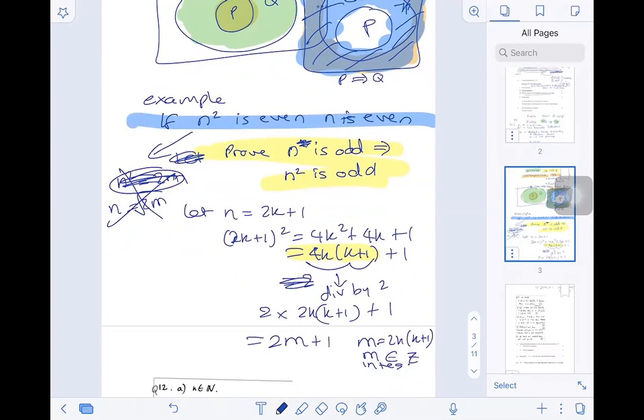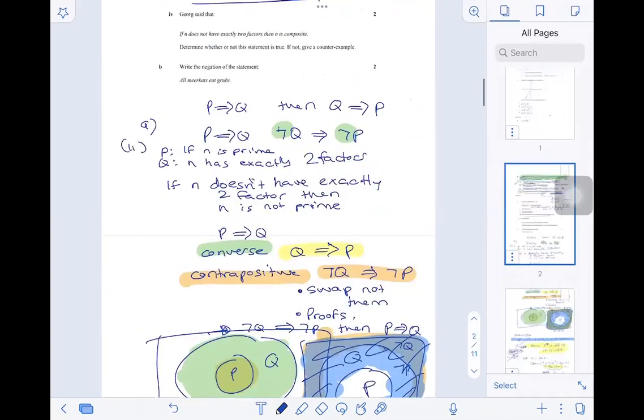Okay, so what this is telling me then is that the contrapositive is true, because this is odd. So that means not Q implies not P. So the original statement, P implies Q, will be true, and just say that's by contrapositive. So you just state what you're actually doing. Okay, so let's go back to this question.